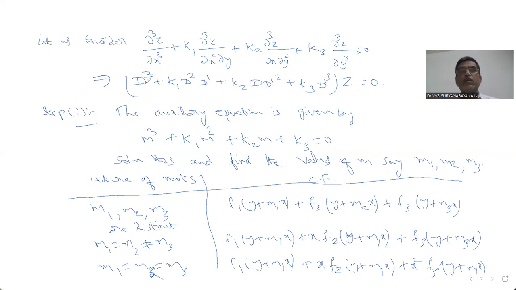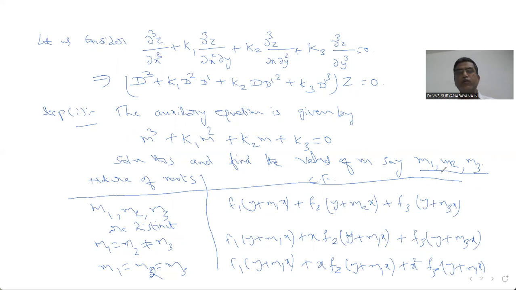So in this case, in place of D, if you write m, then first term becomes m cube, second term becomes k1 into m square into 1, so k1 m square. Third term becomes k2 into m into 1 square, k2 m. Fourth term becomes k3 into 1 cube, k3, equals 0. See, this is a cubic equation. By solving this, we will find the 3 values for m. We will name them as m1, m2, m3. m1, m2, m3 may be equal, may be different, or 2 may be equal and the third different. So we'll consider all the cases.